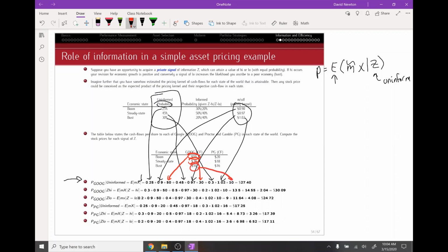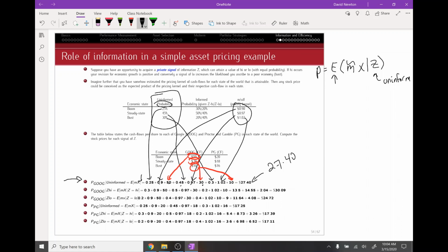And of course, the way I present this data, it may sometimes all be in a single table. It could be split over a few tables. Sometimes the probability might be written out. But if you conduct this calculation, it's simply going to be probability times the discount factor times the cash flow plus the next probability times the next discount factor times the next cash flow, repetitive. And so what we arrive at is that the uninformed player will believe that Google is worth $27.40.